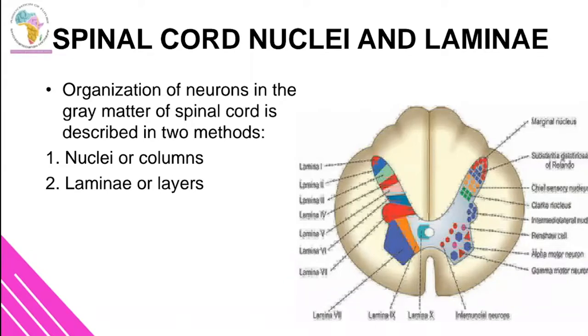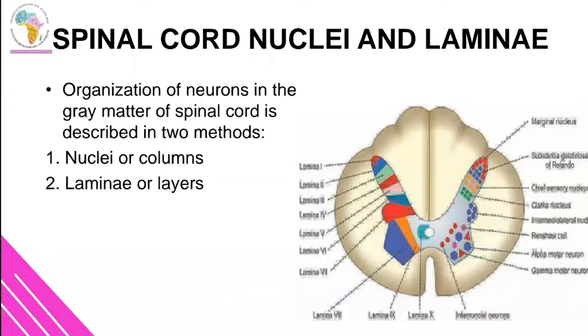From the diagram, as you see, Roman numerals have been used to number these laminae or layers. You don't have to memorize all of them, because mostly these layers are significant when it comes to neuroscientific experiments. That's one of the significances of these laminae.